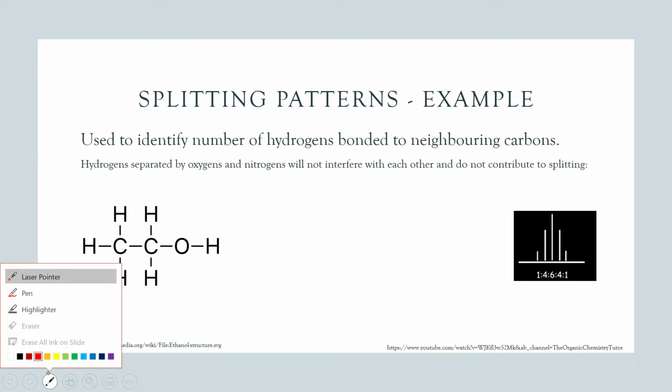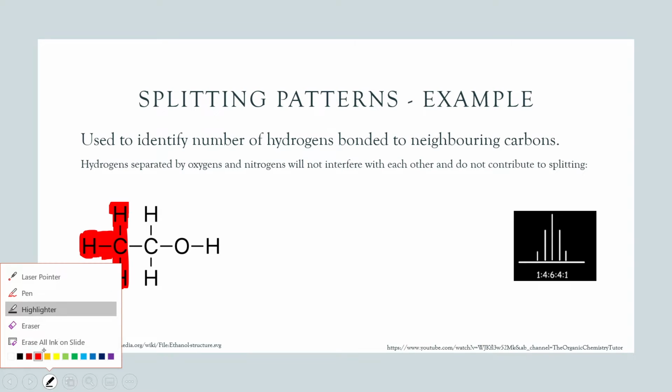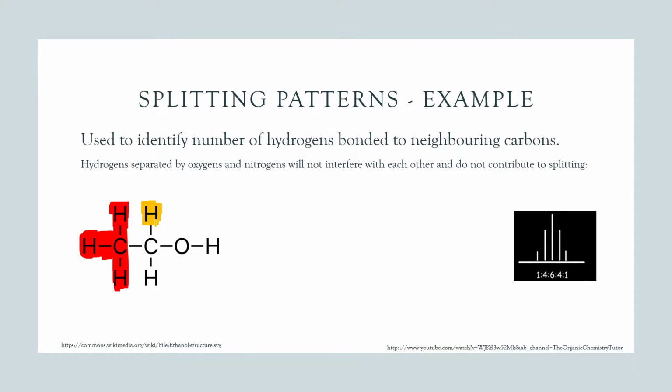So having a look at this example of a splitting pattern, we have a few different hydrogen environments. We've got one environment here with our CH3 group. All of these hydrogens are essentially equivalent. We have another environment here with the CH2 and a final environment with our hydroxyl group.